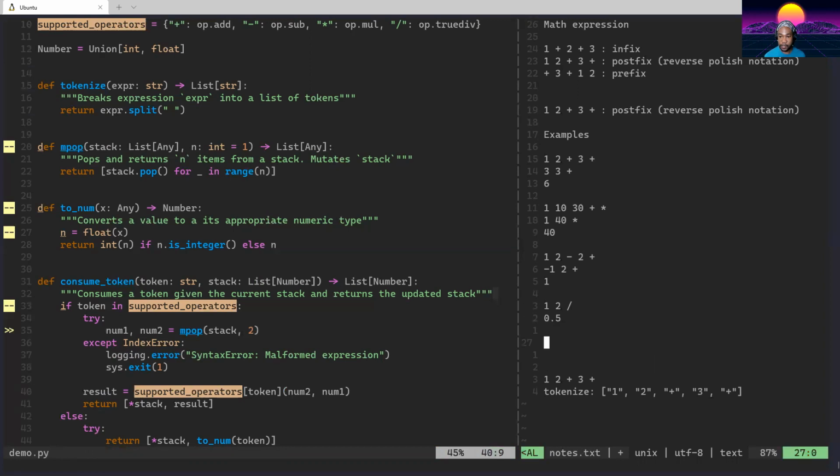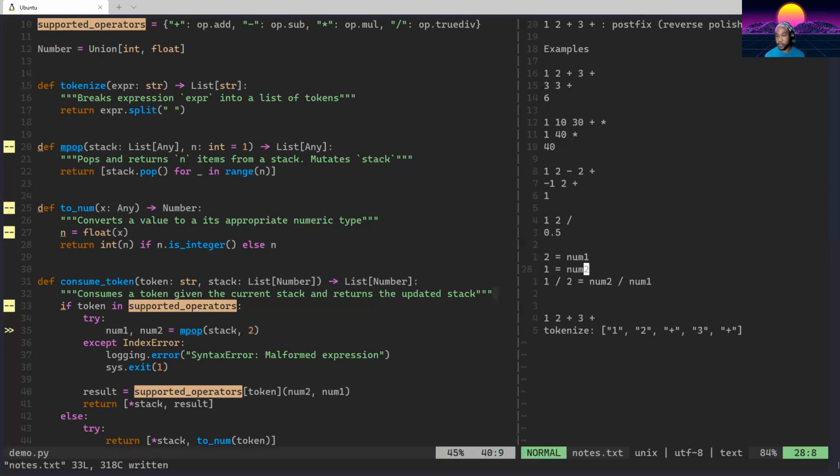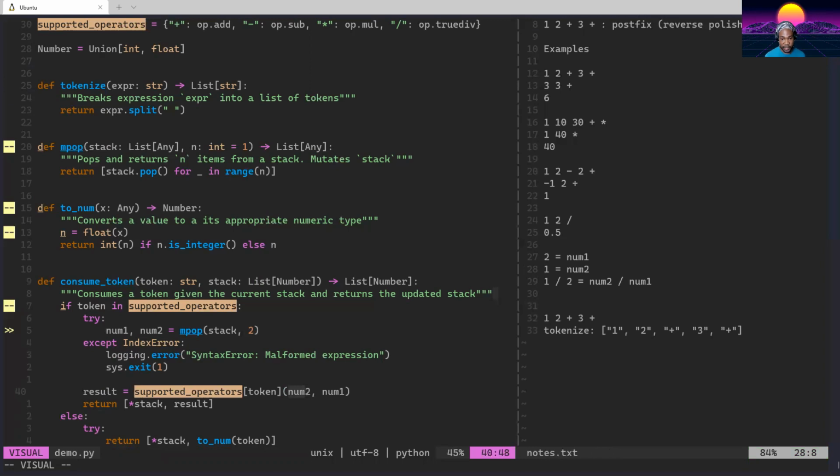In this case, we would pop 2 off. This is num1, 1. This is num2. And for this division, we want to do 1/2, which is num2 over num1. And the same thing goes for the subtraction, right? And so that's why I'm passing in num2, the second item that was popped, as the first argument to the operator. I hope that wasn't too confusing.